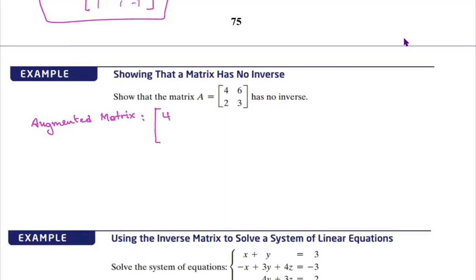So that's 4, 6, 2, 3, and add I2 here: 1, 0, 0, 1. I want a 1 right here. So let me do R2, a 1 receives 1/4 of itself.